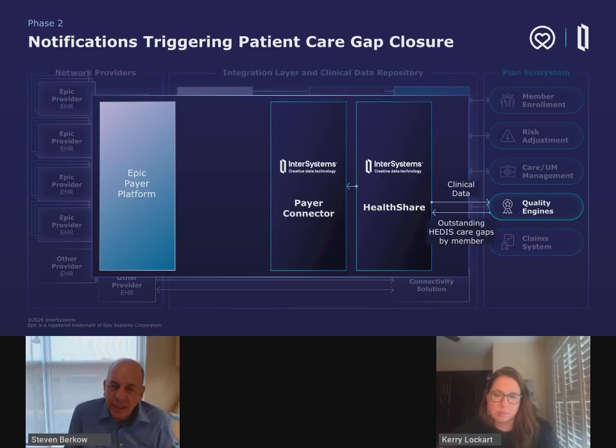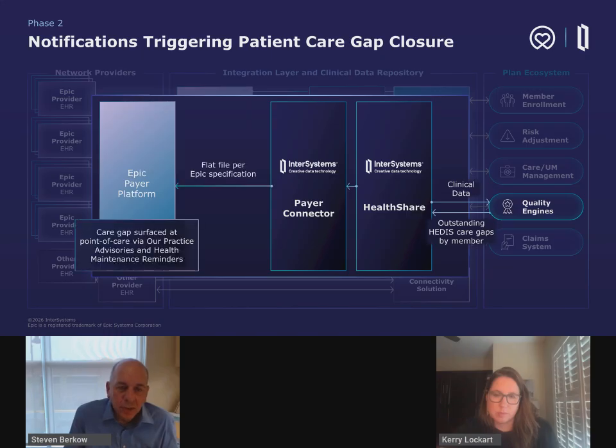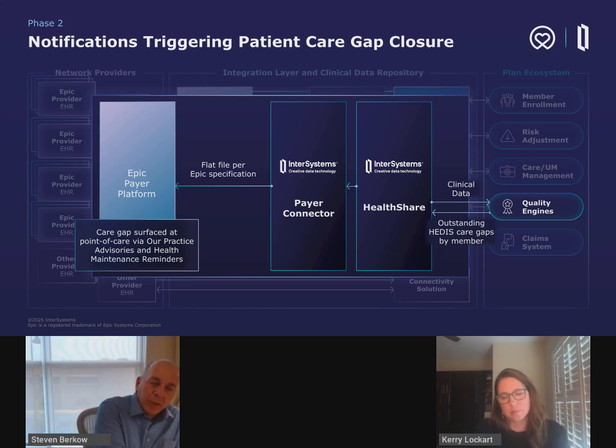Those quality engines are turning that data into insight. What are the possible HEDIS gaps? Then they push that information to Epic Payer Platform. Here it's a flat file, that's their current spec. And then Epic Payer Platform can ingest this and surface it at the point of care to the treating provider through electronic reports they call our practice advisory and/or health maintenance reminders.